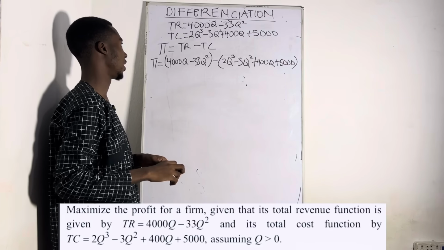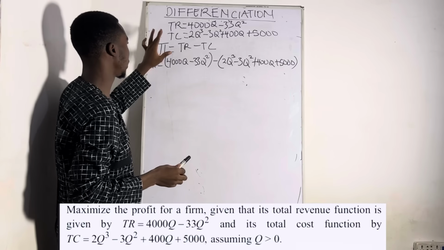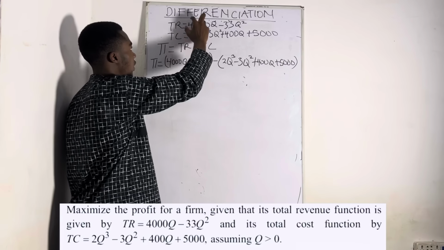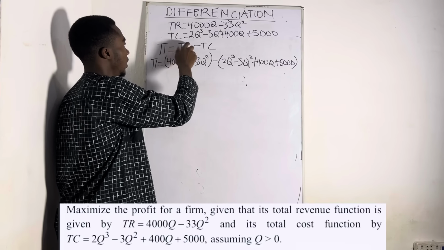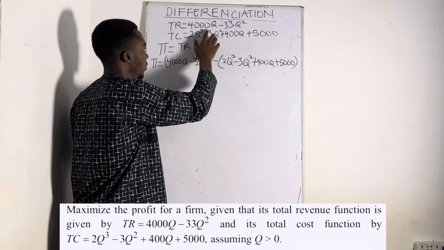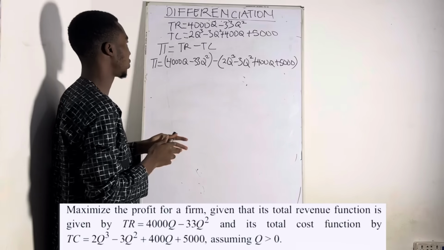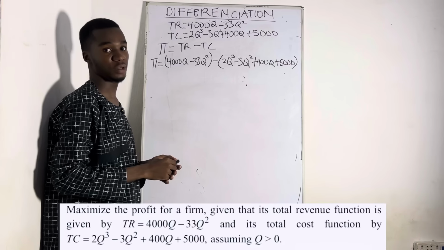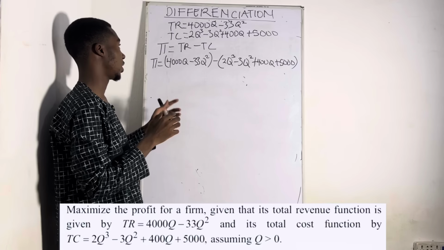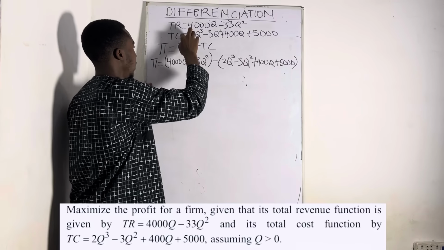So you are going to simplify. All I just did is substitute what we have here. The profit is total revenue minus total cost. This 4,000k minus 33k squared is our total revenue. This TC is our total cost, which is 2k cubed minus 3k squared plus 400k plus 5,000. So just subtract the total cost from the total revenue. You get it? Anytime the question is given to you, the first thing you have to do is subtract the total cost from the total revenue. Total revenue minus total cost.